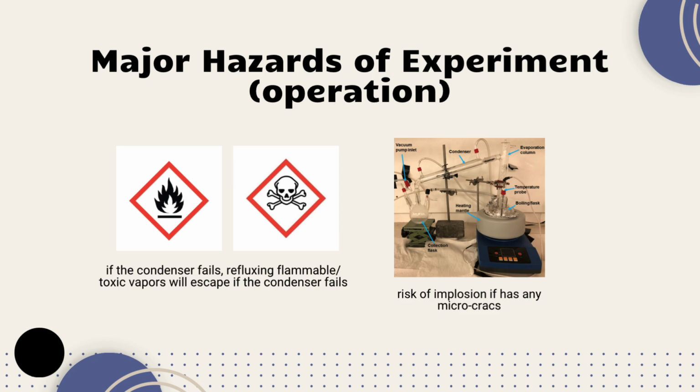The next one is major hazards of experiment operation. During the operation of this experiment, there are two primary risks to watch out for. The first one is vapor escape. If the condenser fails, it can allow flammable or toxic vapors to escape into the lab. The next one is the risk of implosion if there are any micro cracks. Because we are using a vacuum setup, any small micro cracks in the glassware could cause an implosion. So we must inspect all equipment before starting.